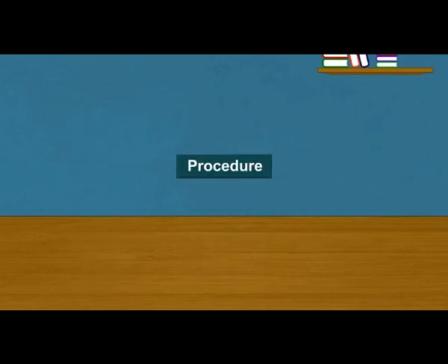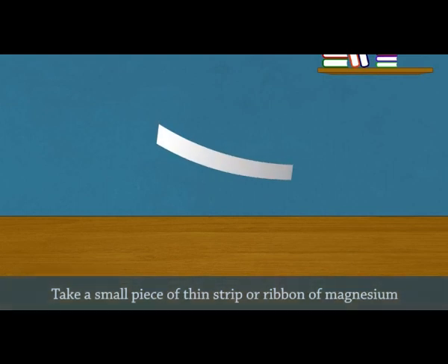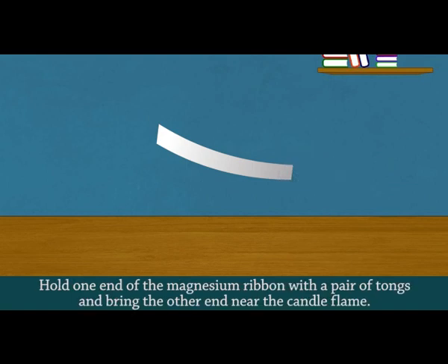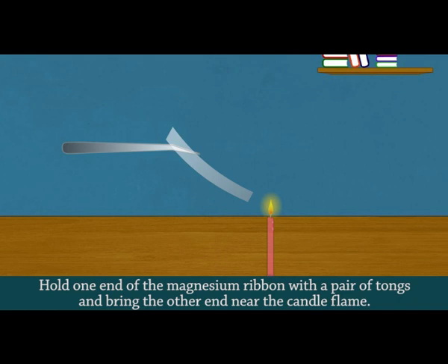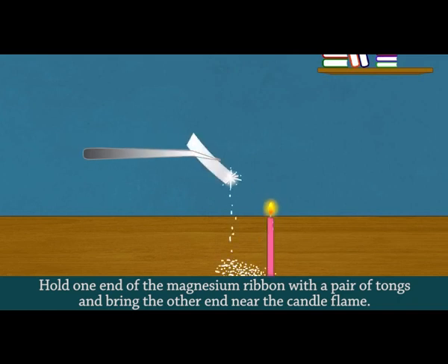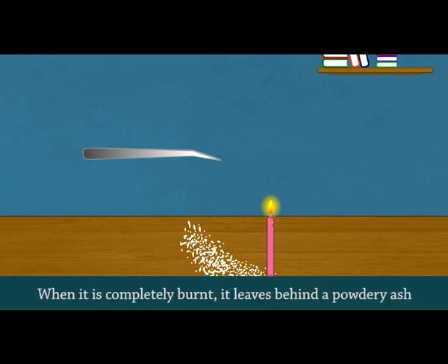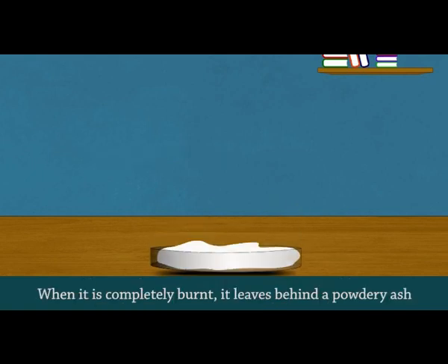Procedure: take a small piece of thin strip or ribbon of magnesium. Clean the surface of the ribbon with a sandpaper. Hold one end of the magnesium ribbon with a pair of tongs and bring the other end near the candle flame. Observe the reaction as the magnesium ribbon starts burning with a brilliant white light. When it is completely burnt, it leaves behind a powdery ash.